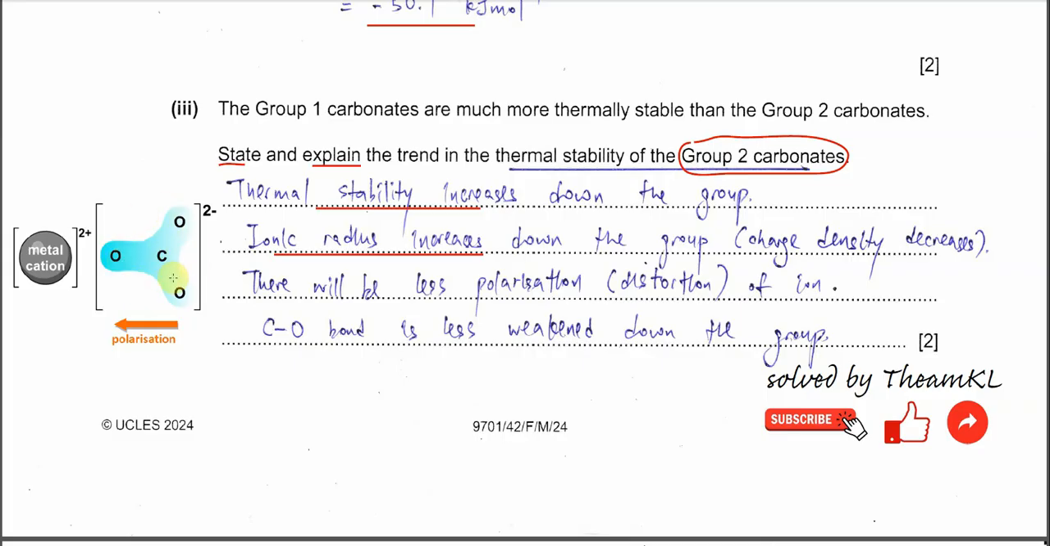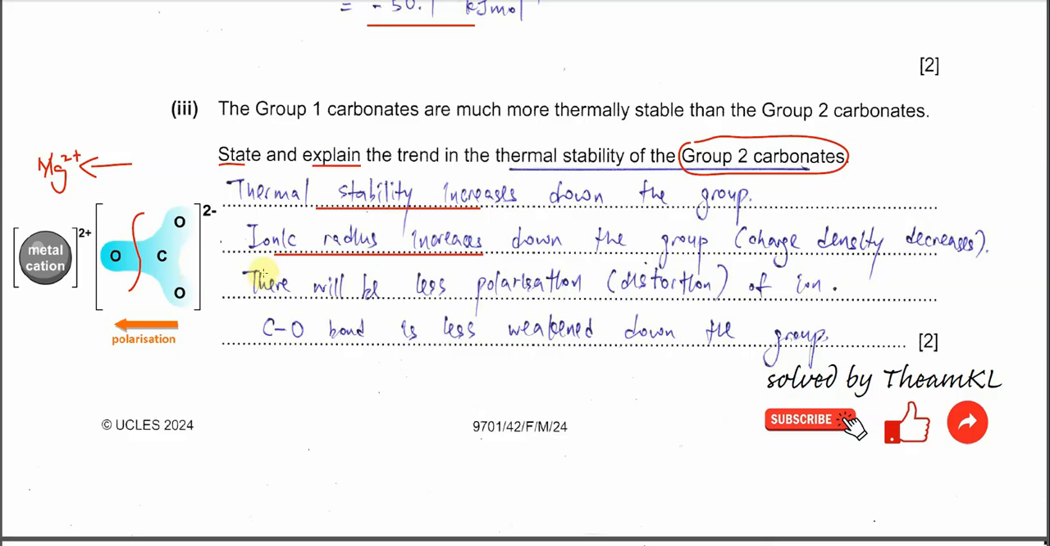Carbonate has quite a number of electrons. For magnesium, because magnesium is smallest in size, the charge density is greatest, so it can distort or polarize the carbonate, which means it can attract the electrons toward itself, and eventually it can weaken the CO bond, and you can form magnesium oxide and CO2.